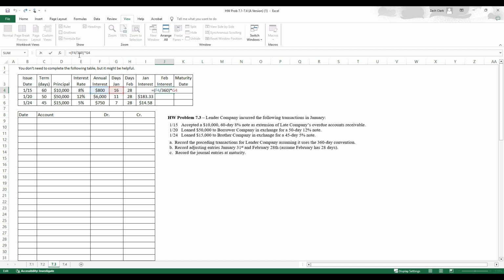But instead of doing F4 times January days, I'm going to move that over to be February days. So 28 days, and then drag that down. And then the maturity date, we're going to basically say how many days into March this is going to be before it's paid back. And how we can do that is, so it's 60 days total.